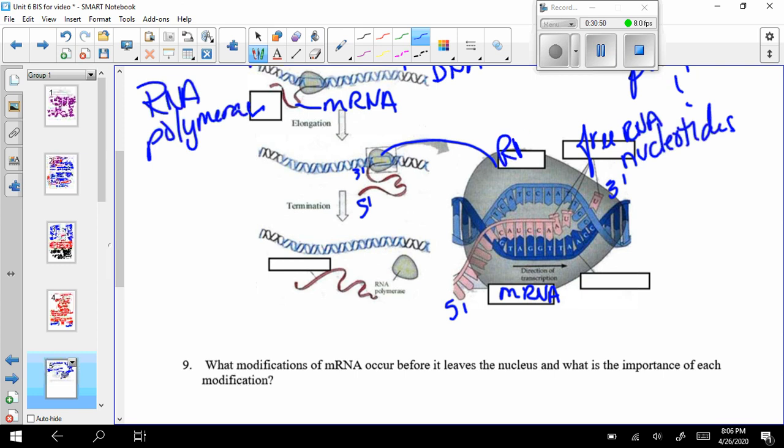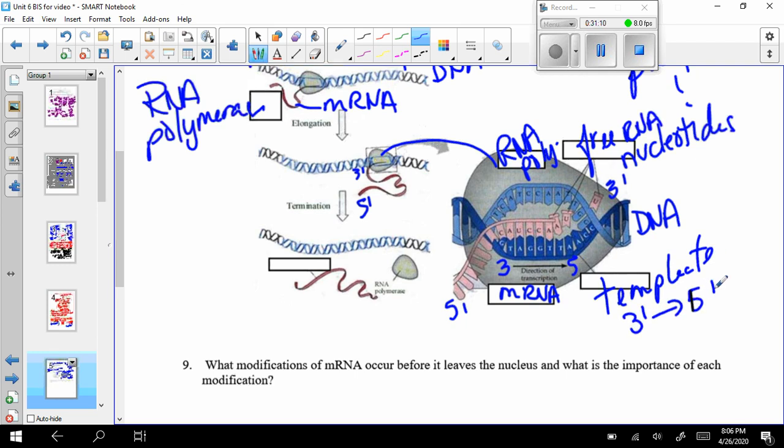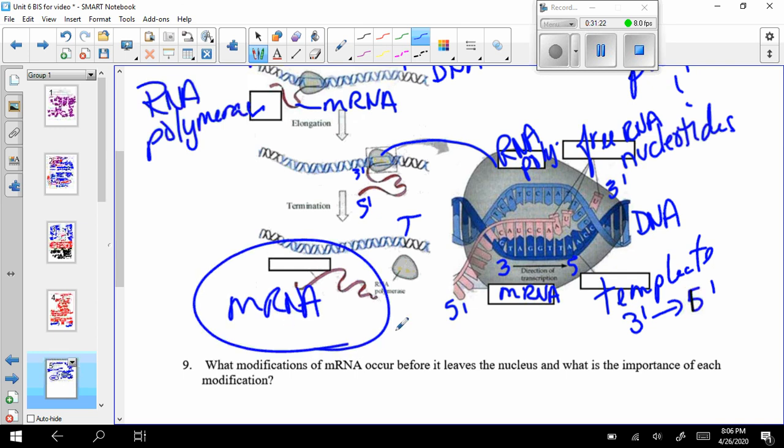And so this is my RNA polymerase. And then the blue, this is my DNA. So if I'm making 5' to 3', this direction of the DNA template, so my template DNA is 3' to 5', because that will allow me to build a new piece that's 5' to 3'. And when it hits the termination sequence, it lets go. And so here's my messenger RNA. It's not ready to leave yet, but that's the messenger RNA piece that I made.